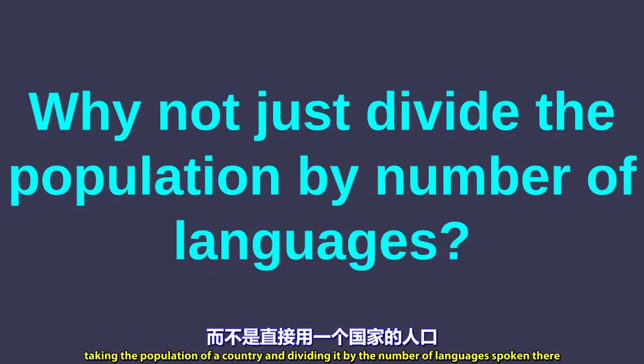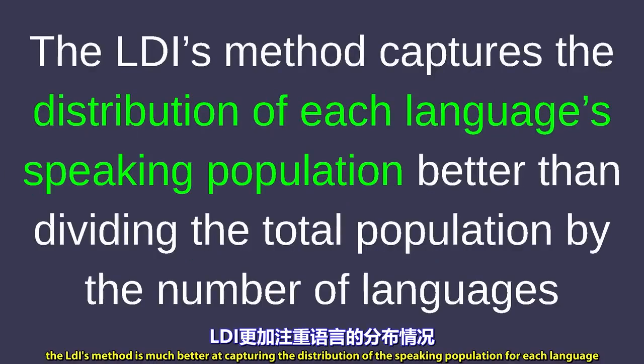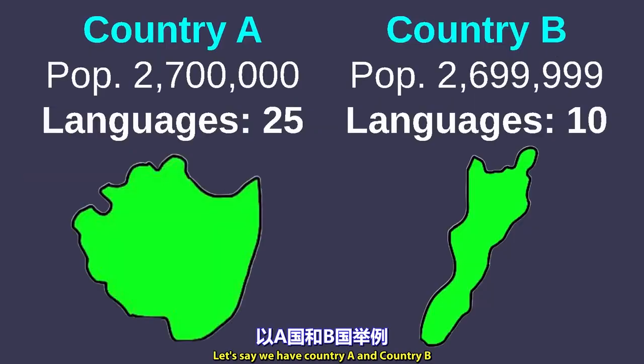You might be asking why the Linguistic Diversity Index is based on differing mother tongues, instead of doing something like taking the population of a country and dividing it by the number of languages spoken there. The main reason is because the LDI's method is much better at capturing the distribution of the speaking population for each language. Let's say we have country A and country B.